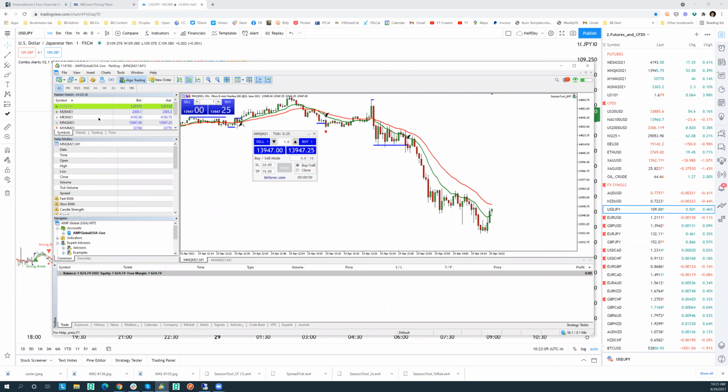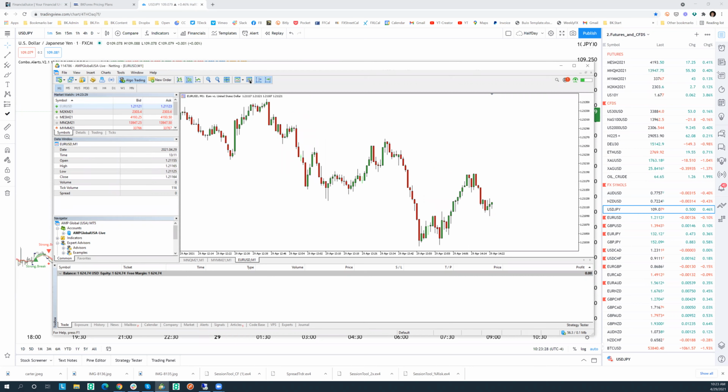Let's do euro dollar. Huh. You guys are right. You're right. On the euro dollar, on the MT5, it shows this. That's interesting. It must be. So what is this? Let me see this euro dollar.